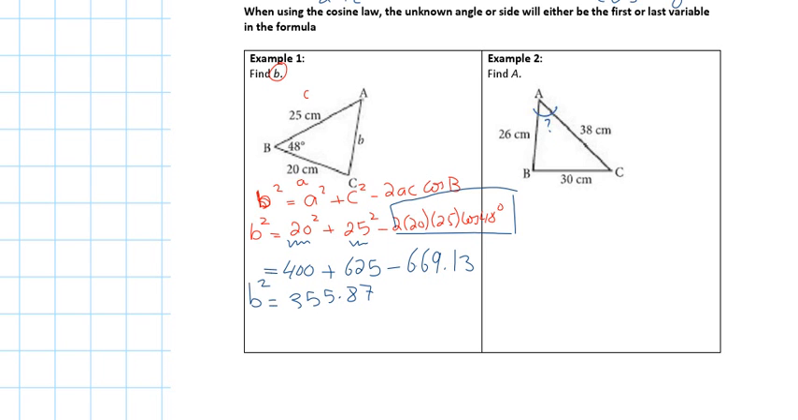Now, is that my final answer? I have to square root, right? Because I want to get rid of that square. So to get rid of that square, I have to square root both sides to find my final answer. And then my answer is going to be 18.86, so that's 18.9. This is the side, so it has to be to the nearest 1 decimal, and that is my final answer.